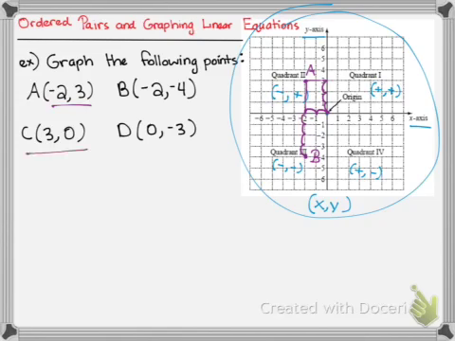We're going to look at C. C is at 3, 0. Again, this 3, that is our x-coordinate. So we go over 3, then we go up 0. So that is just our coordinate C. We do not go up at all.